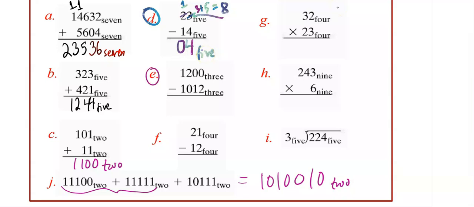Let's do E. In the subtraction base 3, subtract 2 from 0, but you cannot. Therefore you have to borrow from this 0. The neighbor is this 0, but this 0 has nothing to give to this 0. Therefore this 0 borrows from this 2.